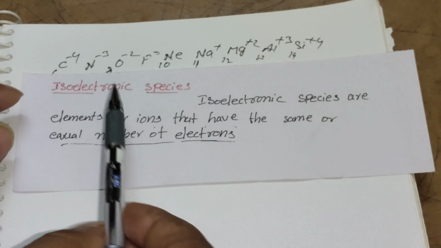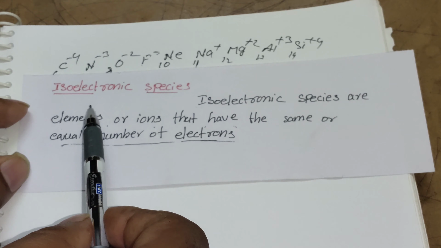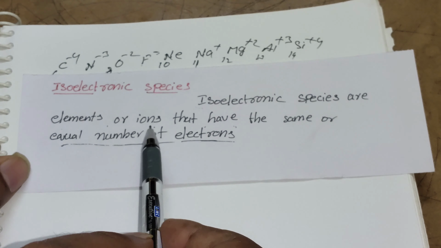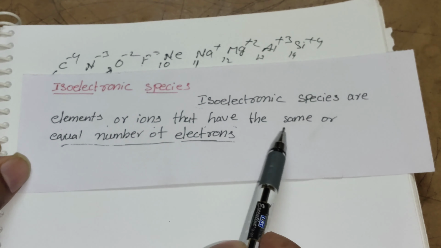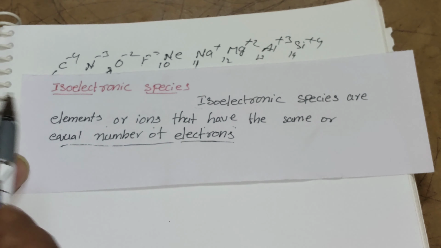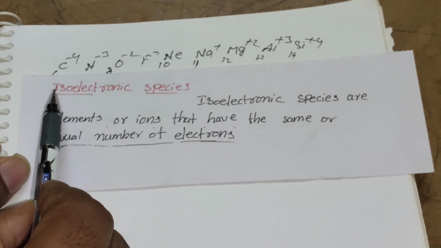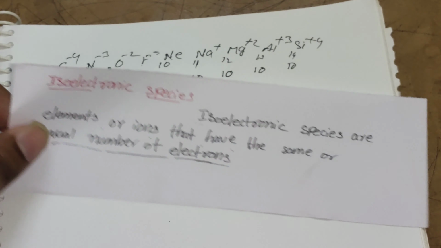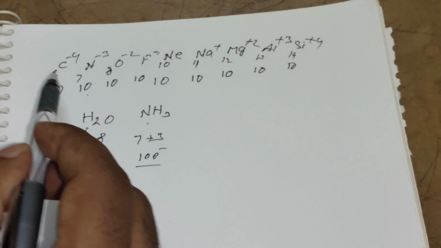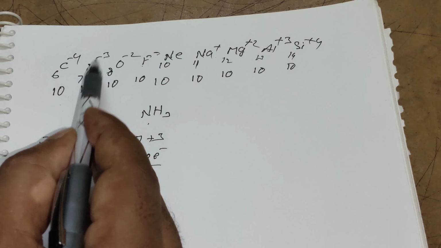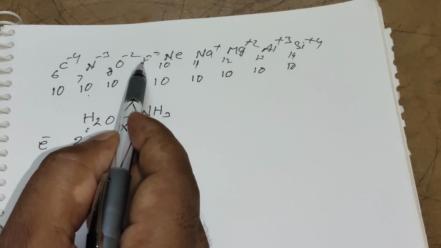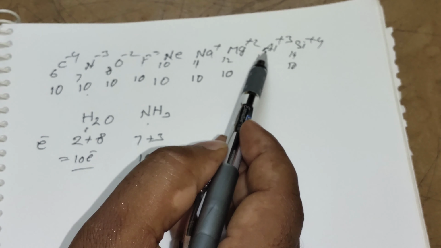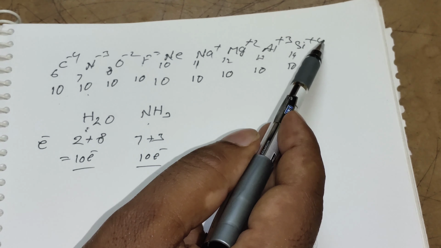Next one is isoelectronic species. Isoelectronic species means the elements or ions that have the same number of electrons. That's simply called isoelectronic species. For example, here I am taking one example: C4-, N3-, O2-, fluoride ion, neon, sodium plus, magnesium plus 2, aluminum plus 3 and silicon plus 4.